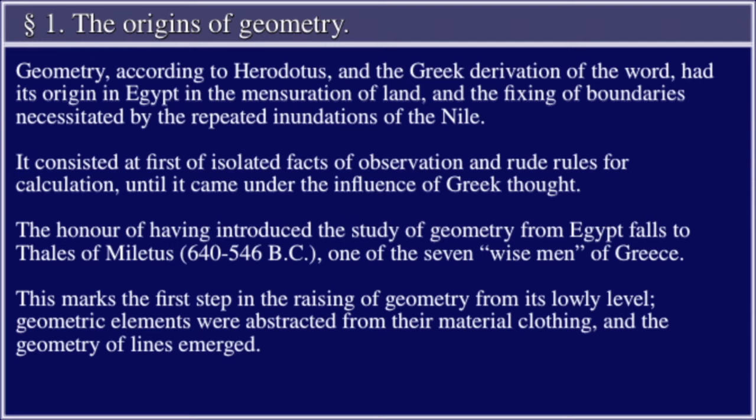of Greek thought. The honor of having introduced the study of geometry from Egypt falls to Thales of Miletus, 640 to 546 BC, one of the 7 wise men of Greece. This marks the first step in the raising of geometry from its lowly level. Geometric elements were abstracted from their material clothing, and the geometry of lines emerged.